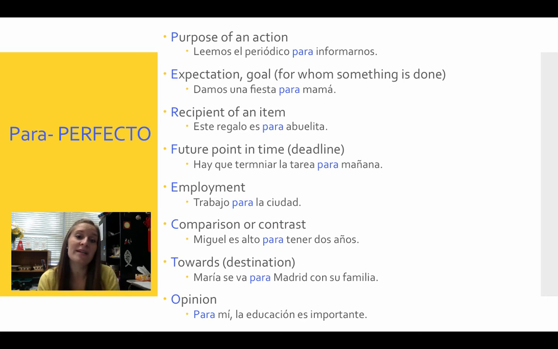And finally, O is the opinion piece. Para mí, la educación es importante. And you'll see this usually as a caveat at the beginning of a sentence. Para mí, para él, para nosotros, for us, for me. This is the belief we have. Bueno, so tenemos perfecto con para. Bueno, RADTIME por, perfecto, para.